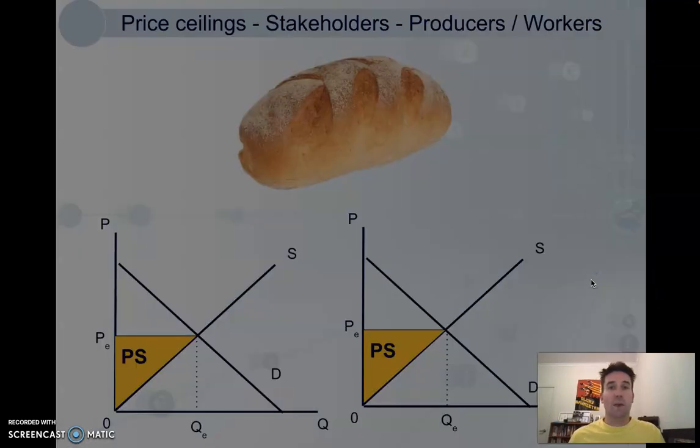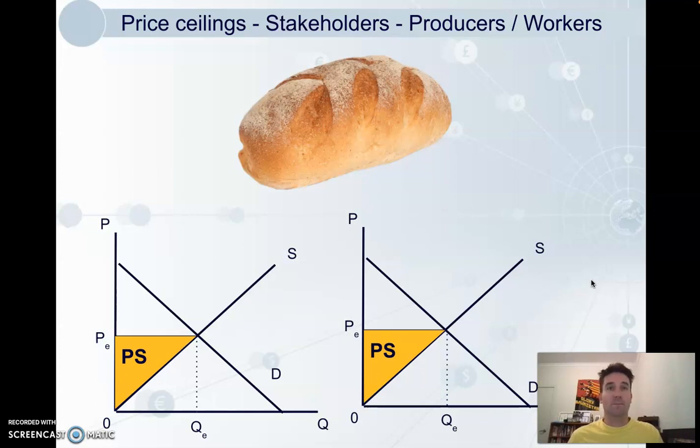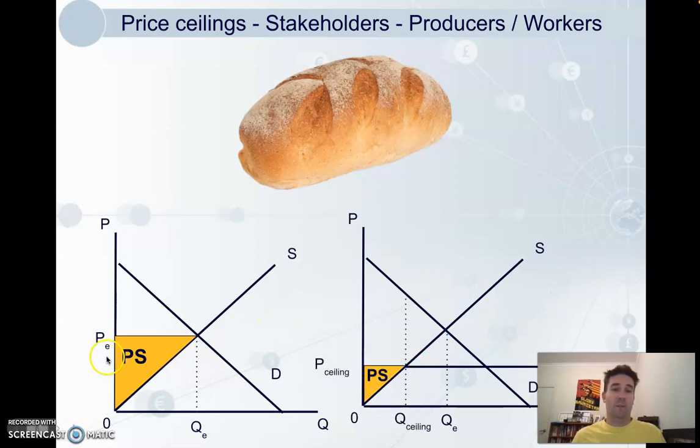If we look at producers, they lose a lot of welfare. So we'll see what happens. Look what happens to their producer surplus. It is now tiny. They receive a lower price and they make less of it. So they sort of get hit on both ends there.